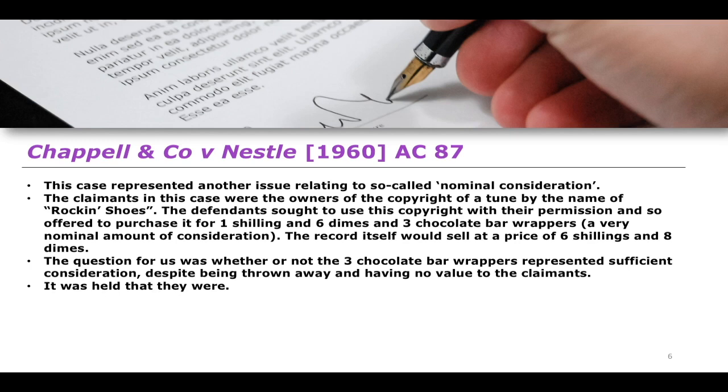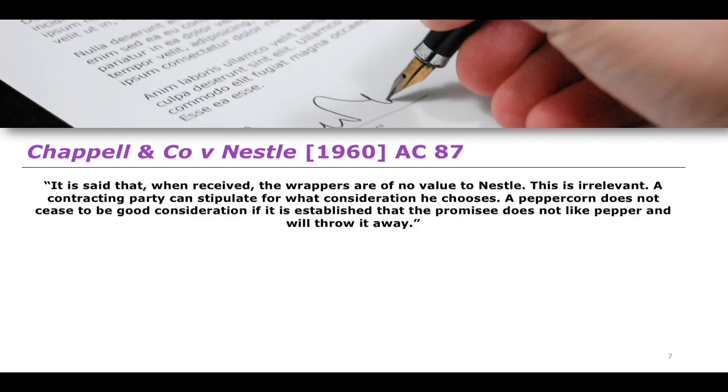It was held by the courts that they were, and they said the following. It is said that when received, the wrappers are of no value to Nestle. This is irrelevant. A contracting party can stipulate for what consideration he chooses. A peppercorn does not cease to be good consideration if it is established that the promisee does not like pepper and will throw it away.